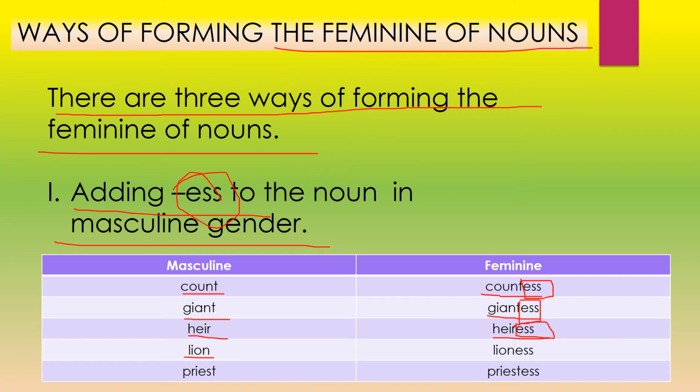Next word is lion. So again over here you are adding ess, and the feminine gender of lion is lioness, L-I-O-N-E-S-S, lioness. Next example is priest, the masculine gender, and the feminine gender is priestess, P-R-I-E-S-T-E-S-S. Again ess is added. So this is the first rule, where you add ess to the noun in masculine gender, and you get the feminine gender of that particular word.